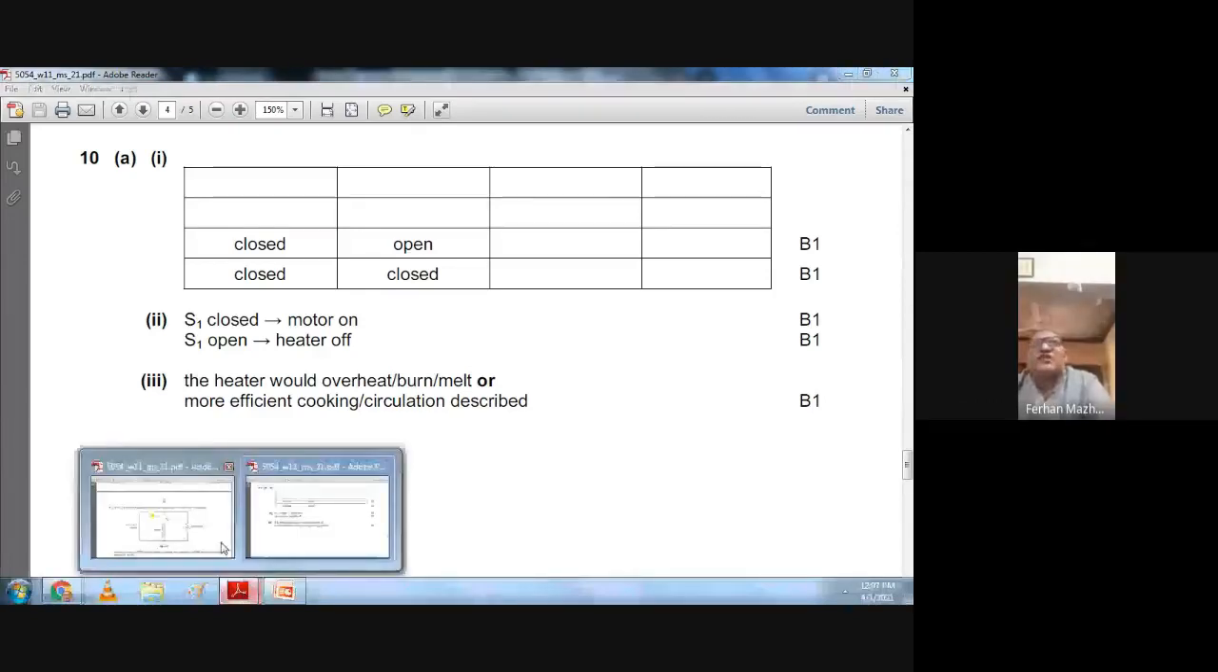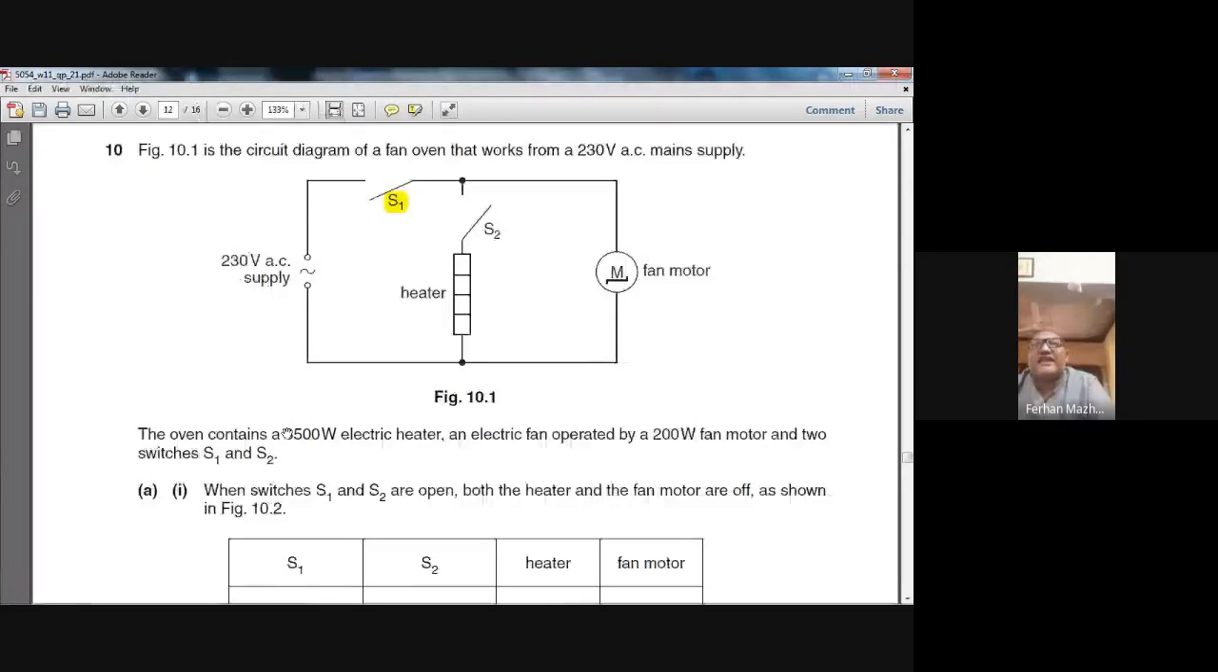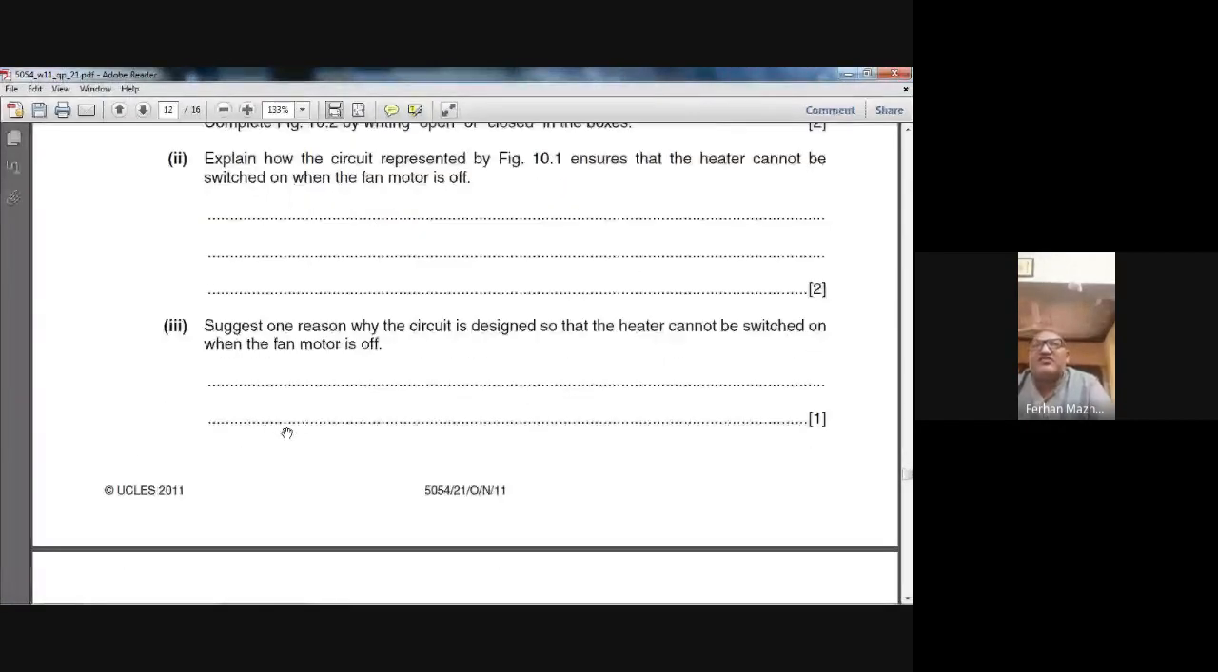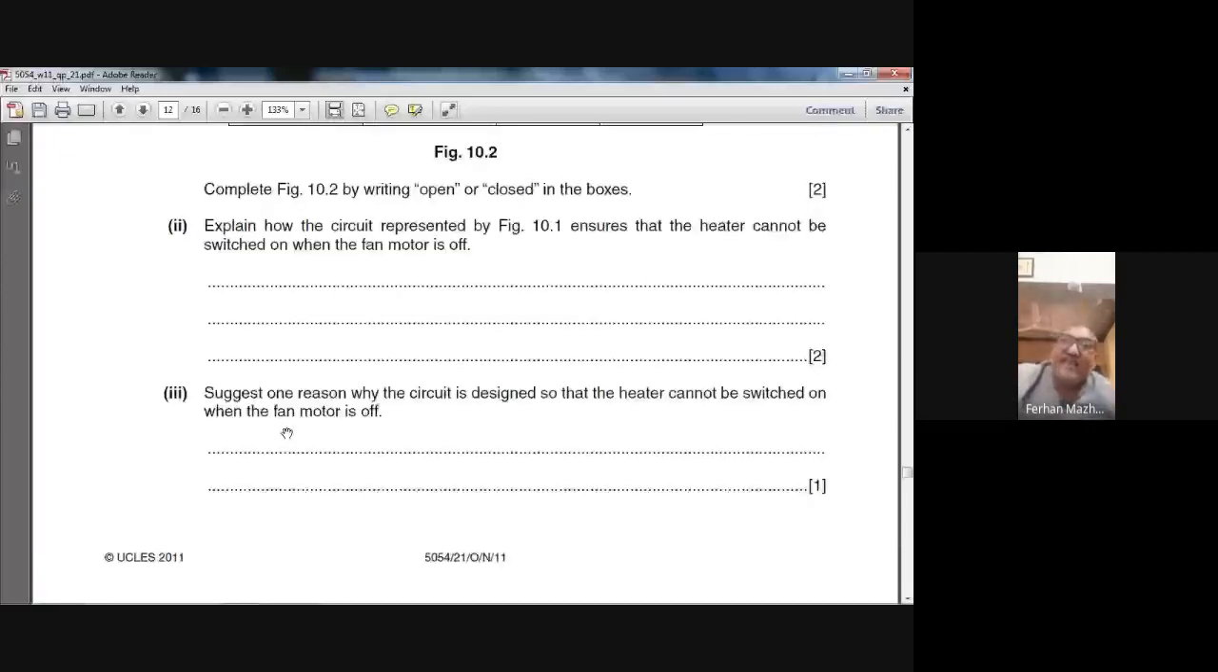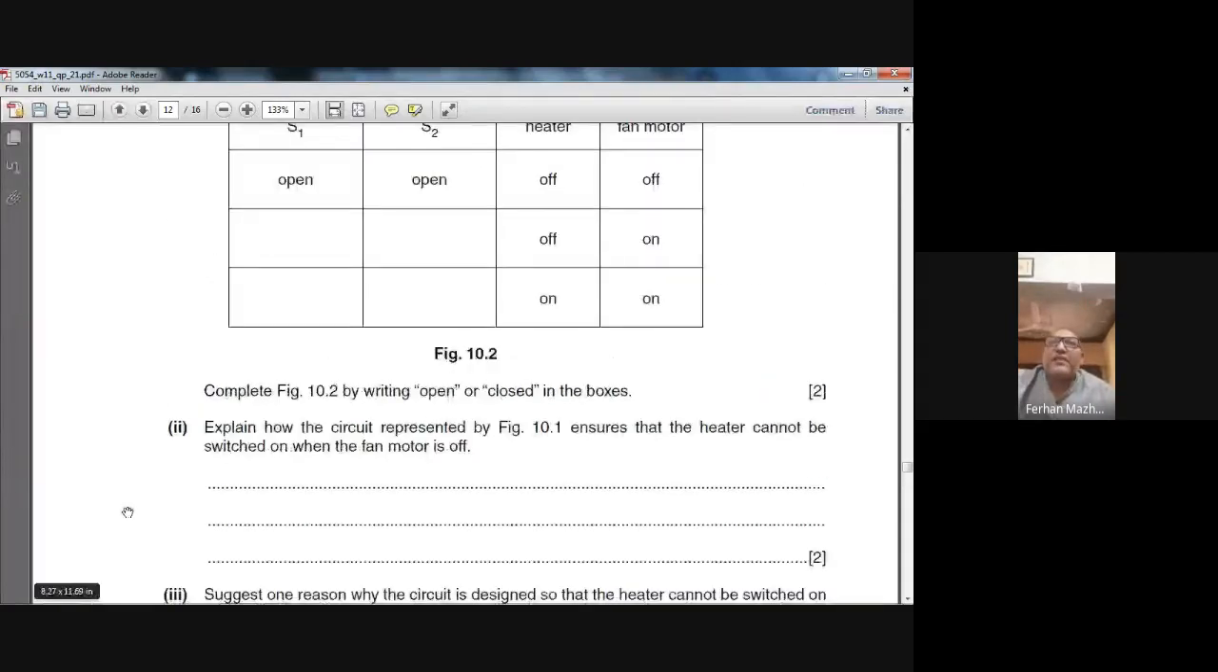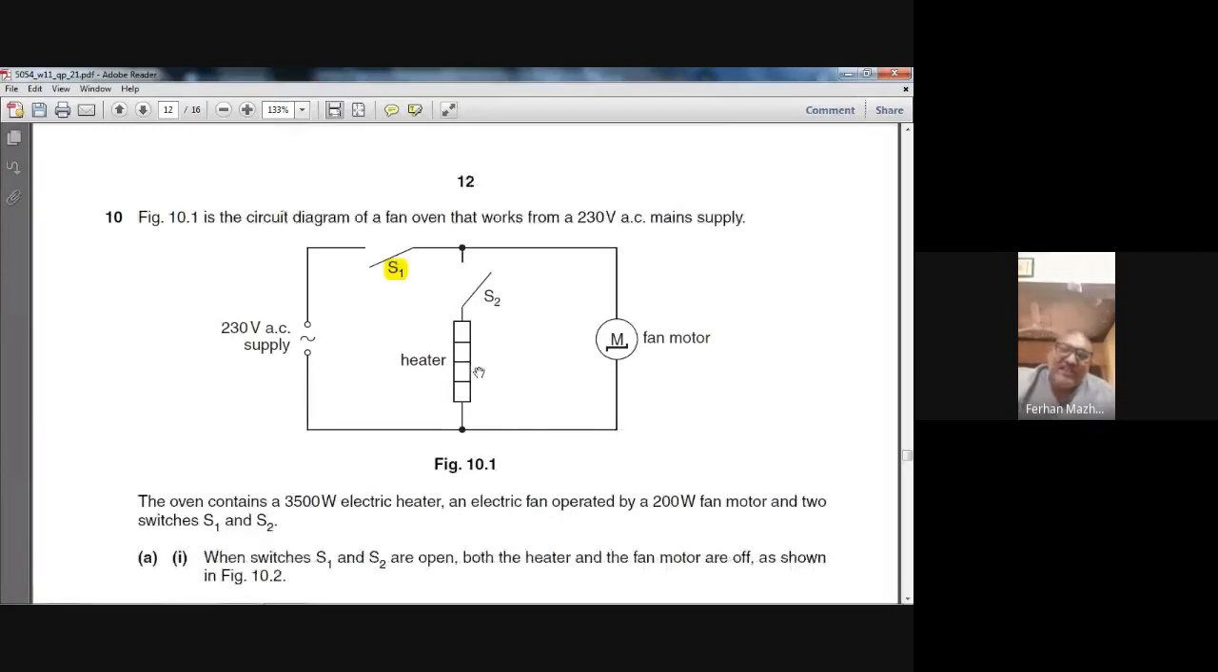So let's move to the next question. Third part: give just one reason why the circuit is designed so that the heater cannot be switched on when the fan motor is off. So you see, whenever the heater is on, the fan will also be on. The circuit is like this. Why have they done so? You just have to suggest a reason.